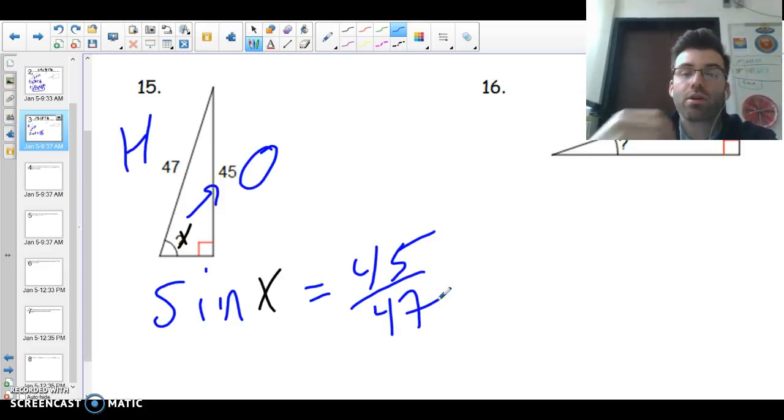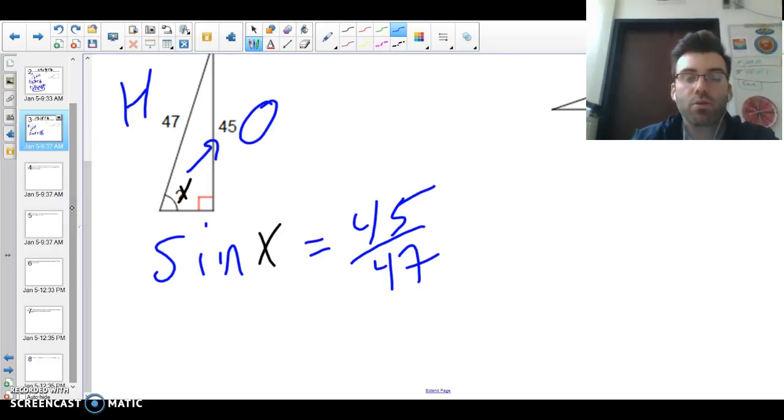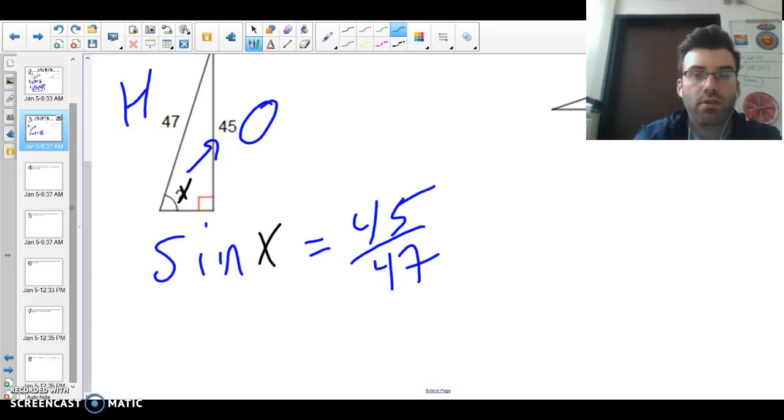Now, we're not going to cross multiply here. We are trying to find our angle. We want to find the measure of our angle. So we're going to use the inverse function. Anytime you are trying to find the measure of an angle, you use the inverse. So what does that look like? It's a button in your calculator.